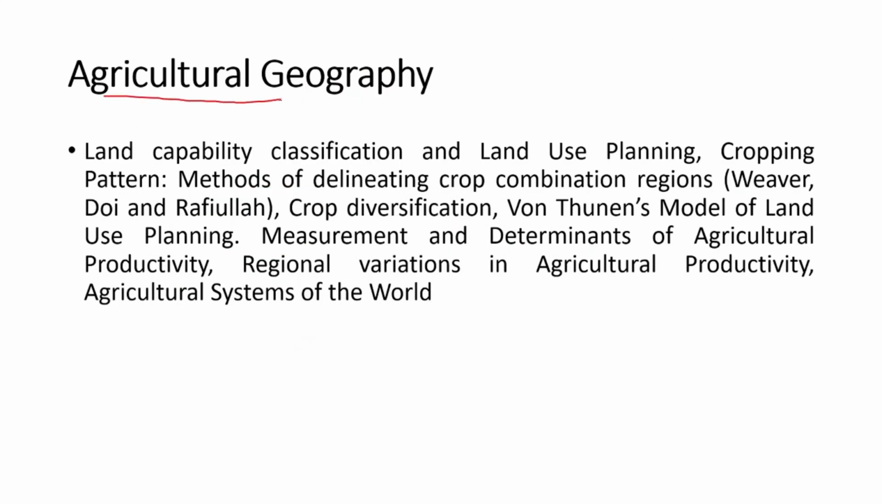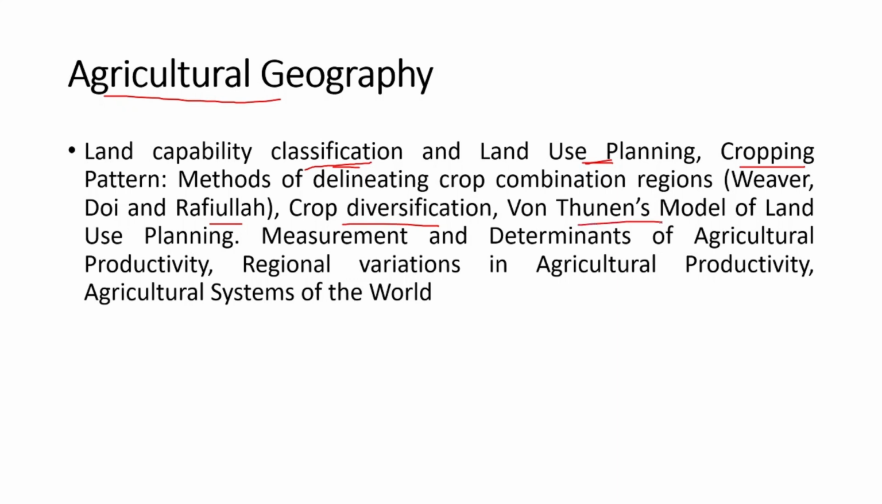Next, in this unit, agriculture geography explores how land is used and managed. It includes land capability classifications, which assess the suitability of land for different types of agriculture, and land use planning to optimize land use. This study also examines cropping patterns and methods for identifying crop combination regions, such as Weaver, Doi, and Rafiullah approaches. Crop diversification is another focus, which involves growing a variety of crops to reduce risk and increase productivity.